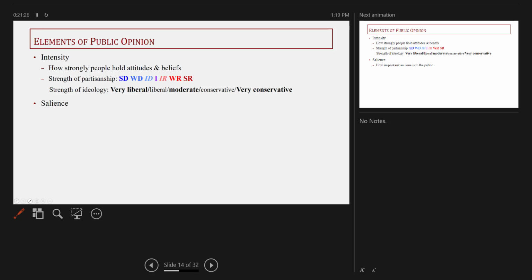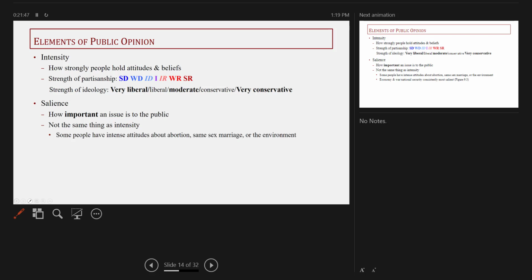The fourth element of public opinion is salience. And salience is a word that just refers to how important an issue is to the public. Now, some of you may be thinking, well, isn't that the same thing as intensity? And the answer is no. Salience and intensity are not the same thing. When we talk about an issue being important, that means the individual feels like this is an issue that really affects my life, and they may not feel very strongly about it, but they do recognize that it's a very important issue.